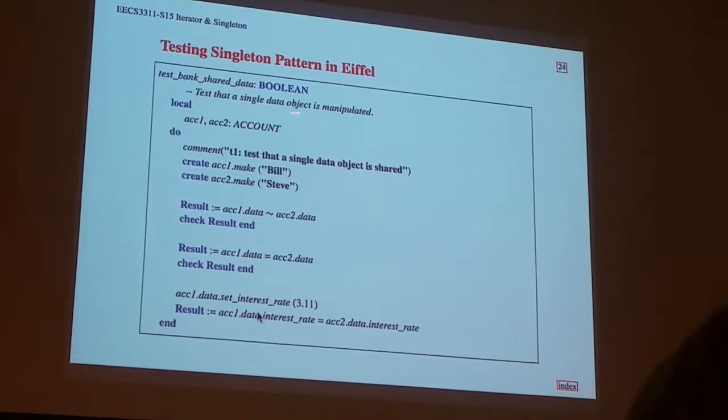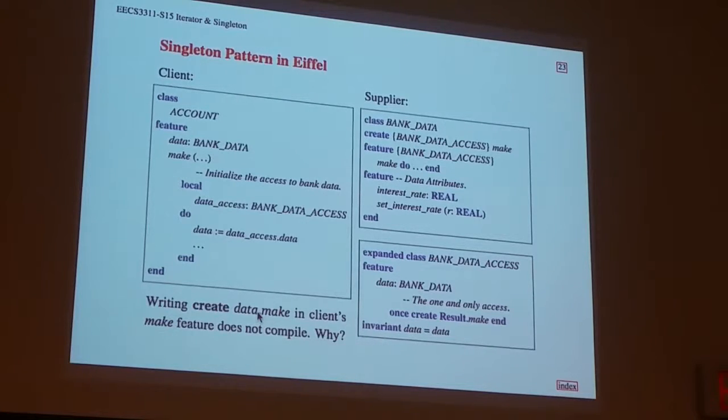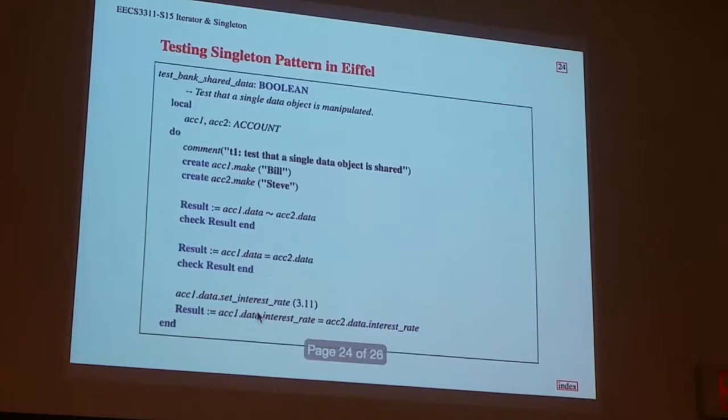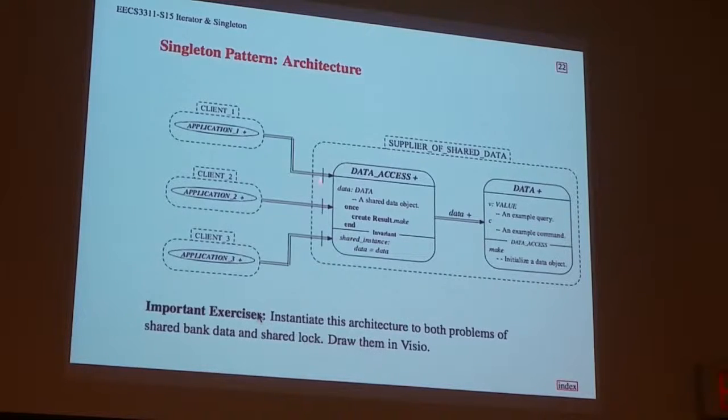So you can see now I'm trying to test the singleton here. Now I create two accounts, and then one more thing to show you. You can see that's a supplier side, and that's a client side. Now I'm going to briefly explain why we need the expanded class here. You can see the lines across the arrows. That means this class here is expanded. The access class itself is expanded.